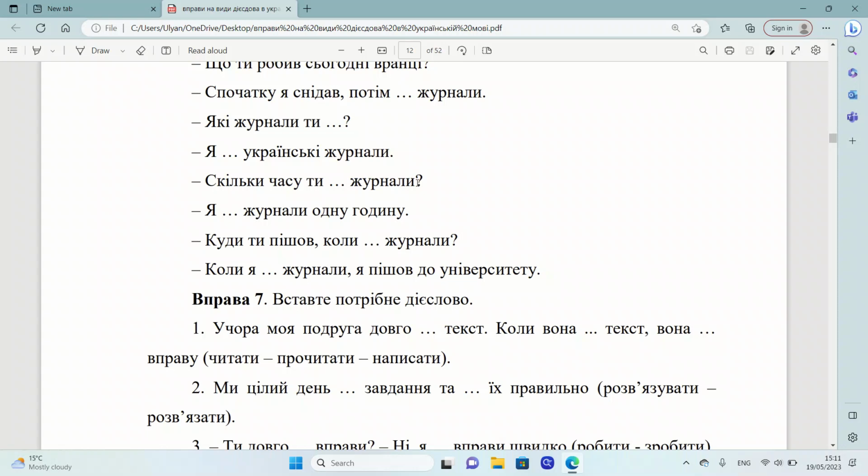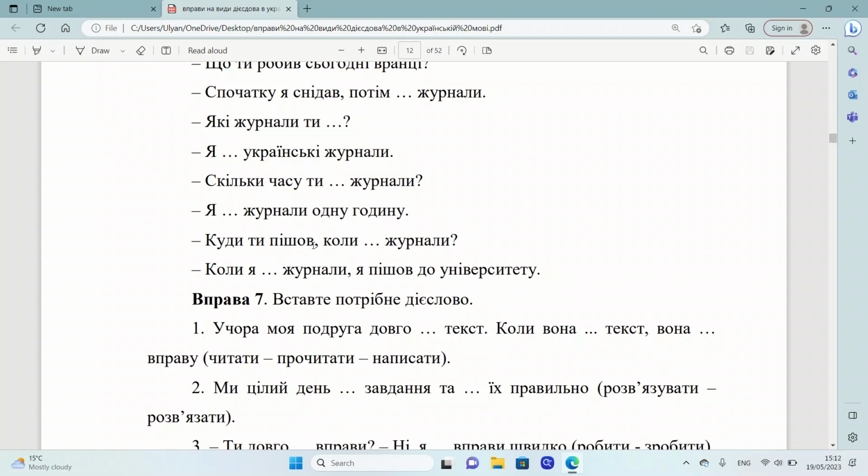So we have again duration, 1 годину, so for 1 hour. So this is the duration, so we know it's imperfective. So я читав журнали 1 годину. I was reading magazines for 1 hour. Куди ти пішов, коли журнали? So where did you go after finishing reading the magazines? So it's probably one action after another, and in this case we need the perfective because it's already done.